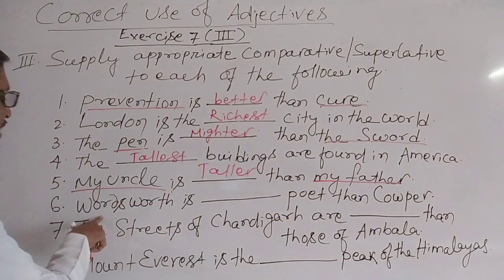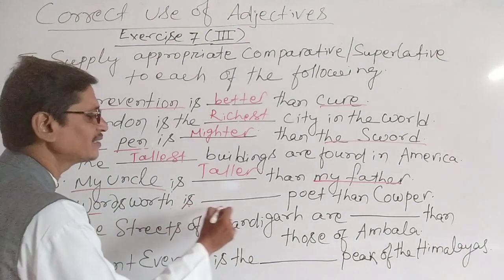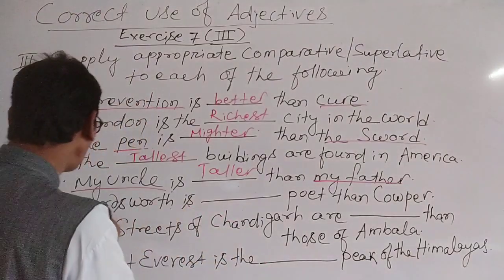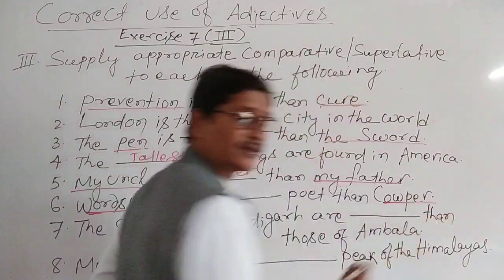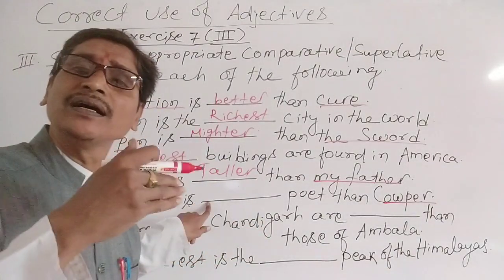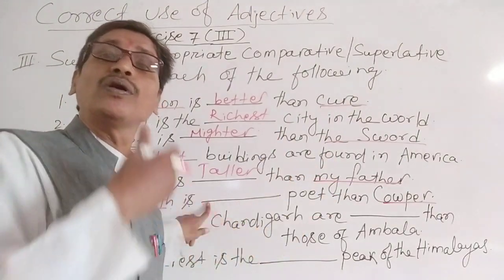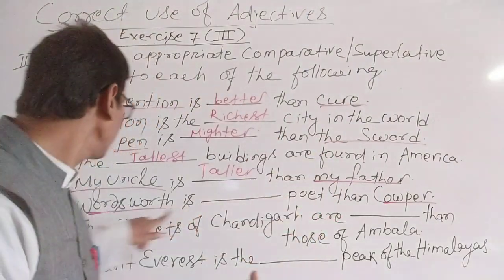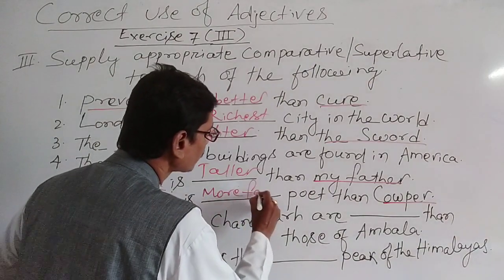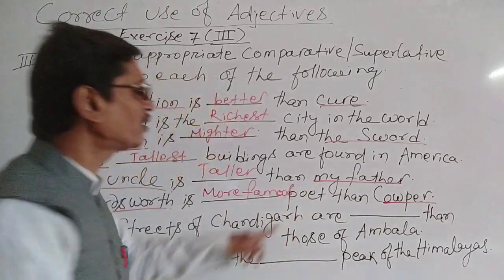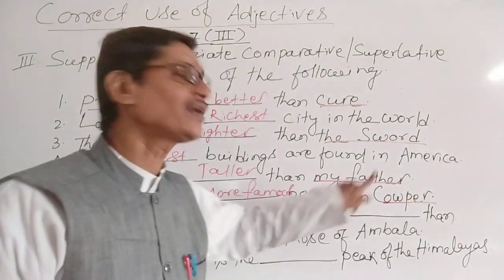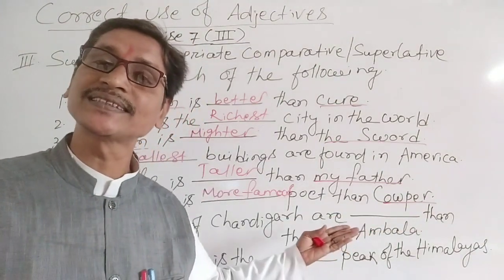Okay? So similarly, come to the next. Wordsworth is dash poet than Cowper. So here we are comparing Wordsworth and Cowper. So what adjective will we take to compare between them? We can say renowned, that means more renowned, more famous. Okay, so Wordsworth is more famous than Cowper. So Wordsworth is more famous poet than Cowper. We can write like this.